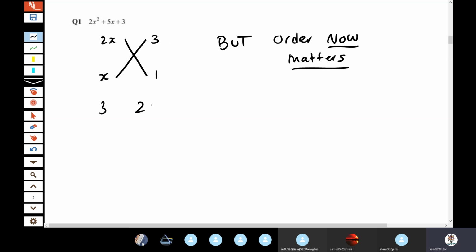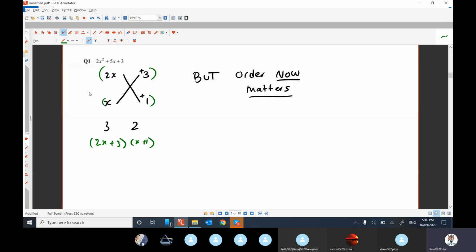So 3 and 2. Would a 3 and a 2 ever give you a 5? And then just tell me how. Yes, addition. And what's your answer? 2x plus 3, x plus 1. Please, you have to write them horizontally. So I know we're going to read them diagonally, but you've got to write them horizontally. All right, let's try some more.